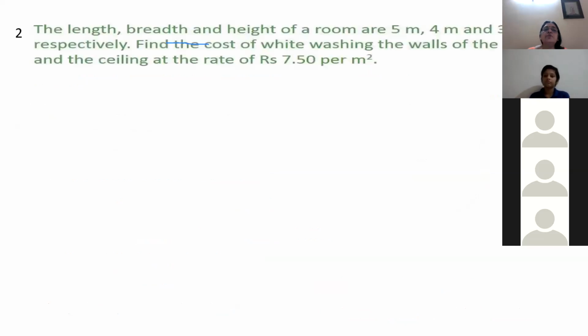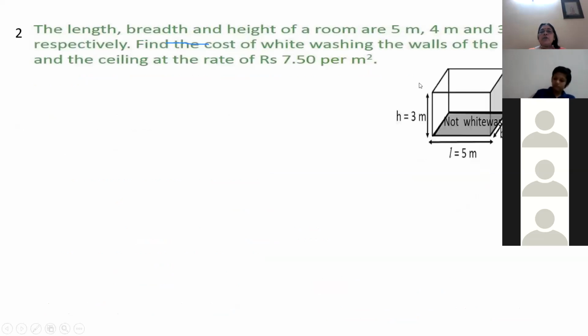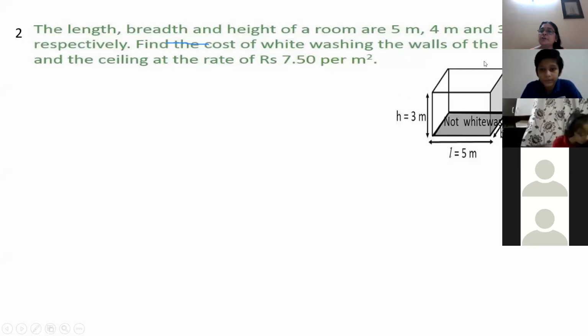Question number 2. Now over here. Length, breadth and height of a room are 5 meter, 4 meter and 3 meter respectively. LBH are given to you. Find the cost of whitewashing the walls of the room and the ceiling at the rate of 7.5 per meter square. Okay. So again it is cuboid in shape as LBH are different. So given figure is cuboid.